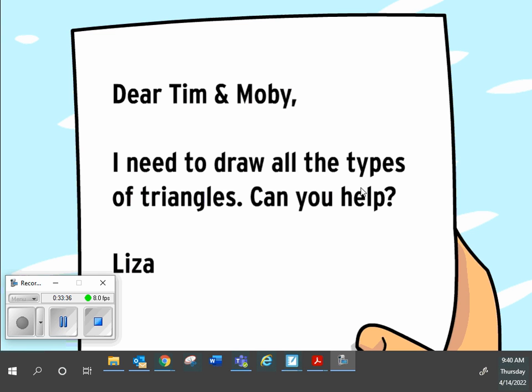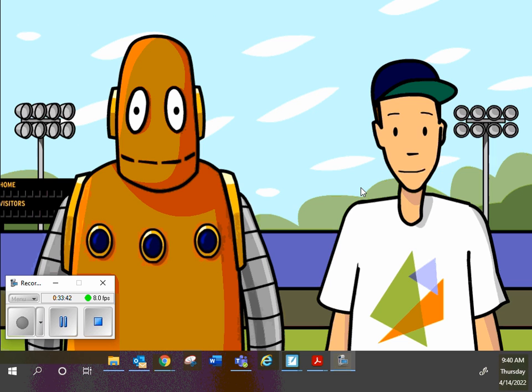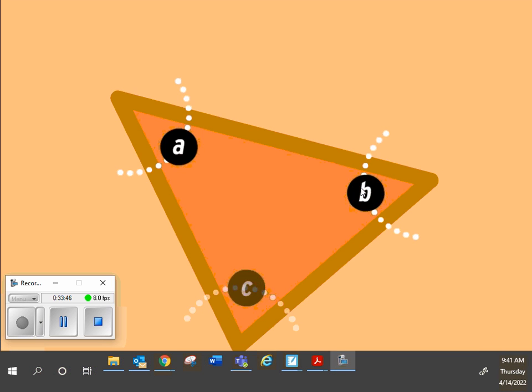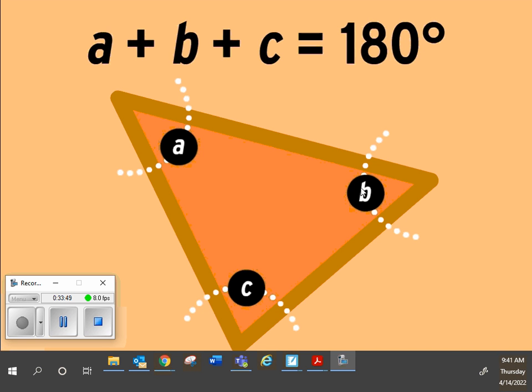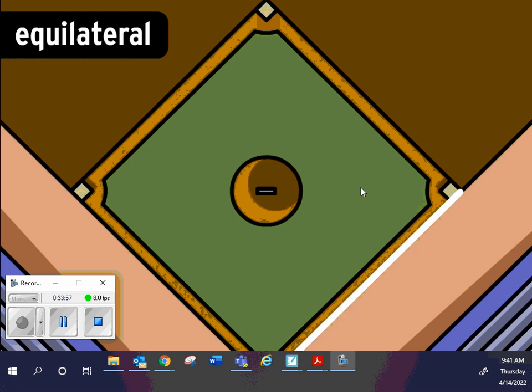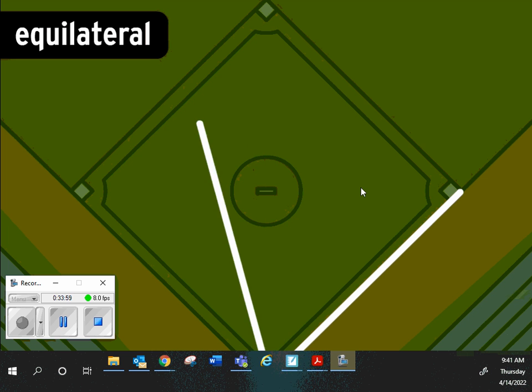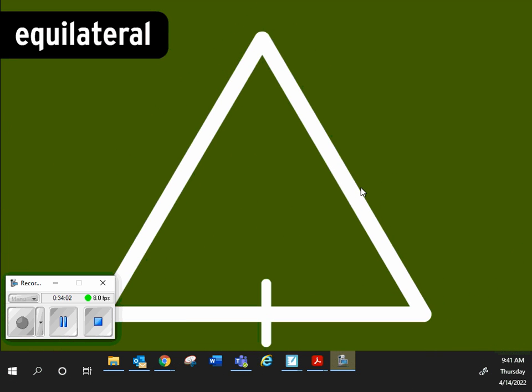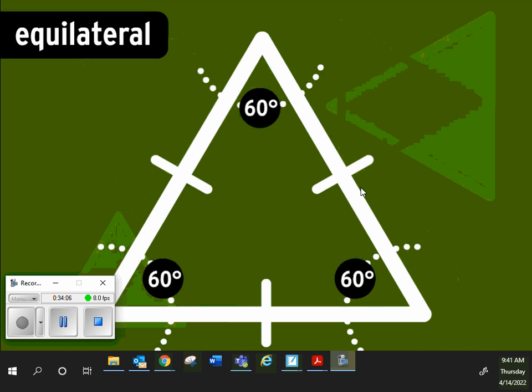Dear Tim and Moby, I need to draw all the types of triangles. Can you help? From Liza. A triangle is any three-sided polygon. A triangle's 3 angles always add up to 180 degrees. We classify triangles by both their angles and by the lengths of their sides. Equilateral triangles have 3 sides of equal length. Since the sides are equal, the angles of an equilateral triangle all measure 60 degrees.